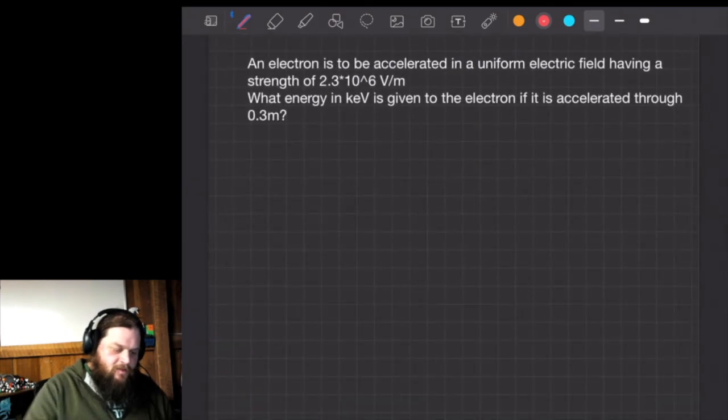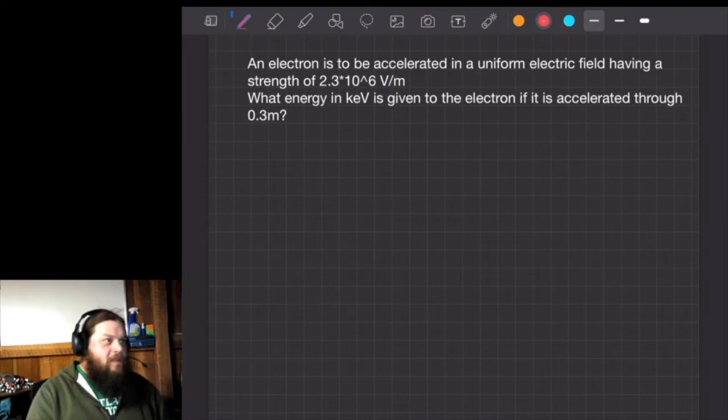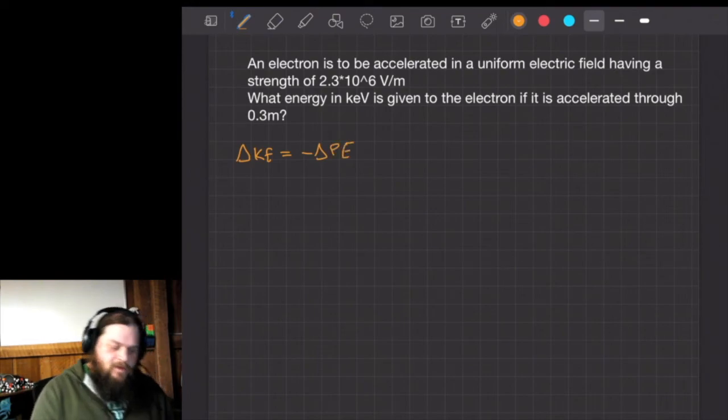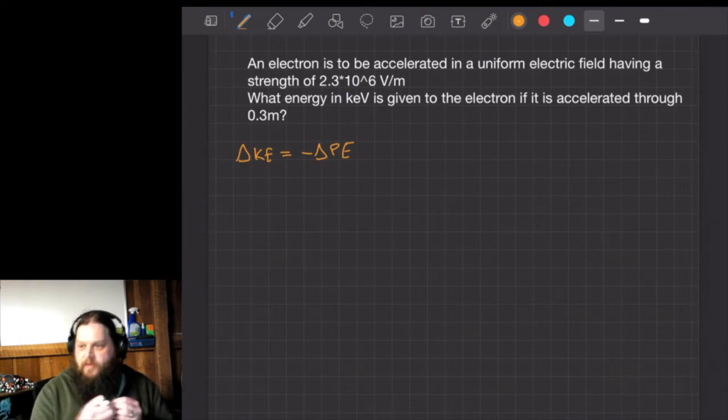Let's go on to this one. This is a bit more fun because we're accelerating electrons. An electron is accelerated in a uniform electric field having the strength of 2.3 times 10 to the 6th volts per meter. What is the energy in keV given to the electron if it's accelerated through 0.3 meters? So we can break this one down as in the kinetic energy is going to equal the negative of the potential energy. Because if we start at rest, potential energy will turn into kinetic energy through the conservation of mechanical energy.